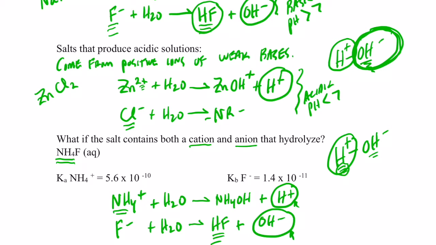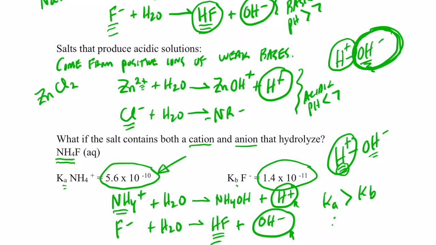Well, when we end up with a situation like this, we need to look up the equilibrium constants for the two reactions. Turns out the Ka, the equilibrium constant for ammonium ions, is 5.6 times 10 to the negative 10th. The Kb, the part that would make this basic, for F negatives is 1.4 times 10 to the negative 11th. Which one's bigger? That's right, the Ka is bigger. So since the Ka is greater than the Kb, that means therefore, an acidic solution, and the pH would be lower than 7.